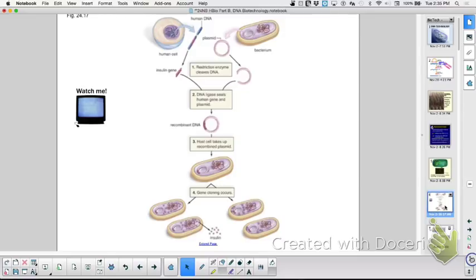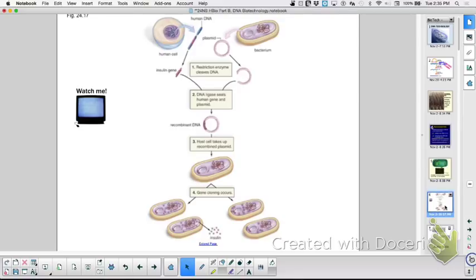It's just not the human insulin gene, it's this RFP gene. When you want to get a gene from one location to another, you have to cut that gene out. What do we use to cut the gene? Restriction enzymes. Restriction enzymes cut at a specific series of bases. What is that specific series of bases called? Recognition sequence. Each restriction enzyme has its own unique recognition sequence, right?